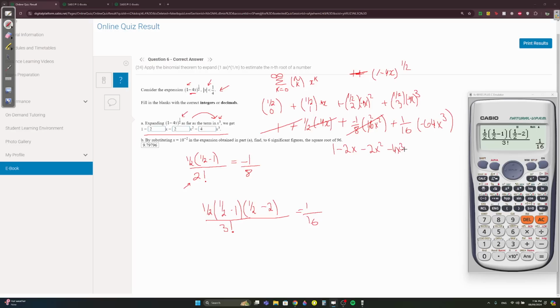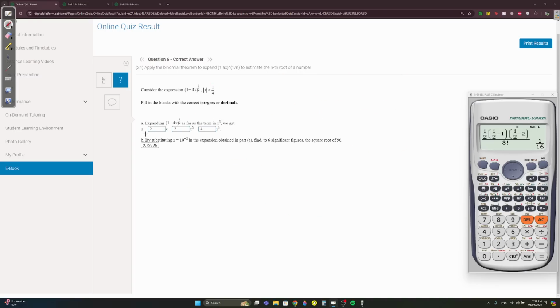Now, part B is the part most students get confused in. I'm going to erase all of this, and the only thing that matters to me is this part here. By substituting x equals 10 to the negative 2, which means 0.01, they're saying to substitute this to find the square root of 96. Before we do all of this, I want to remind you that 4 to the power of 1 over 2 is equal to 2.